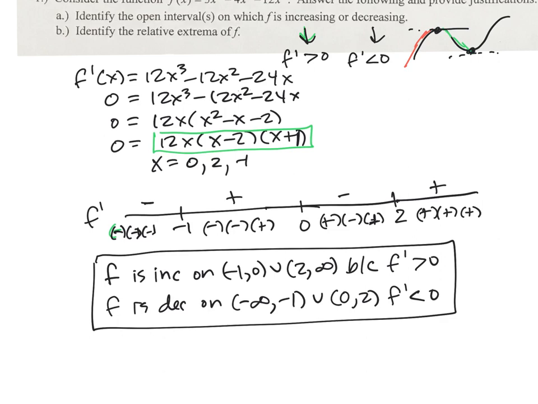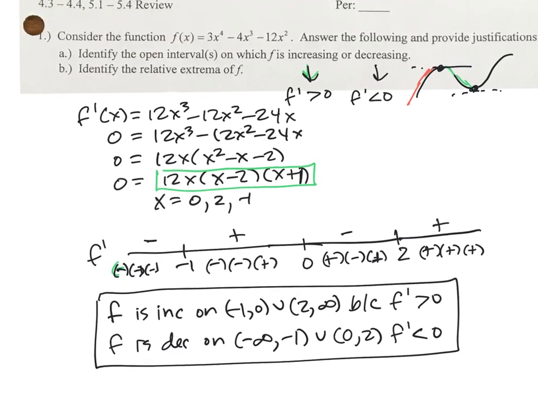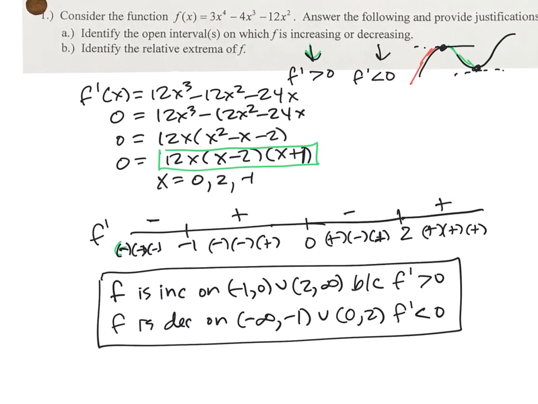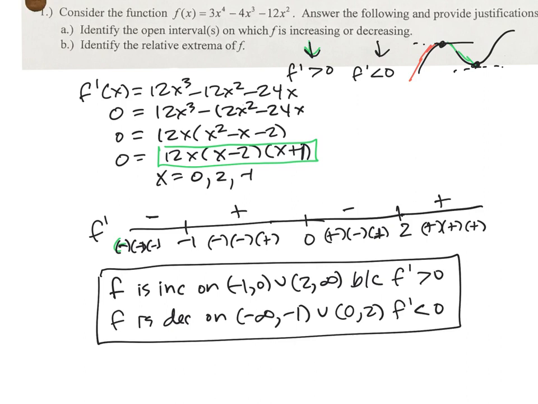Okay, let's take a look then at part B. Part B says, identify where we have relative extrema, so maxes and mins. Again, if you think of this nice smooth function, where would you have maxes and mins? Well, you're going to have a max where those derivatives change from positive to negative, and you're going to have a min where the slopes of tangent lines change from negative to positive. Okay, so let's see what's happening here.